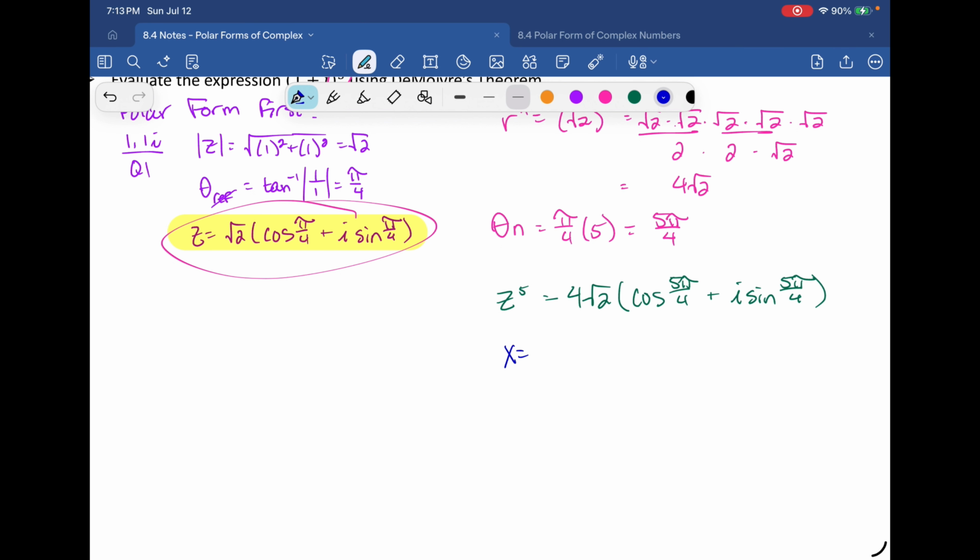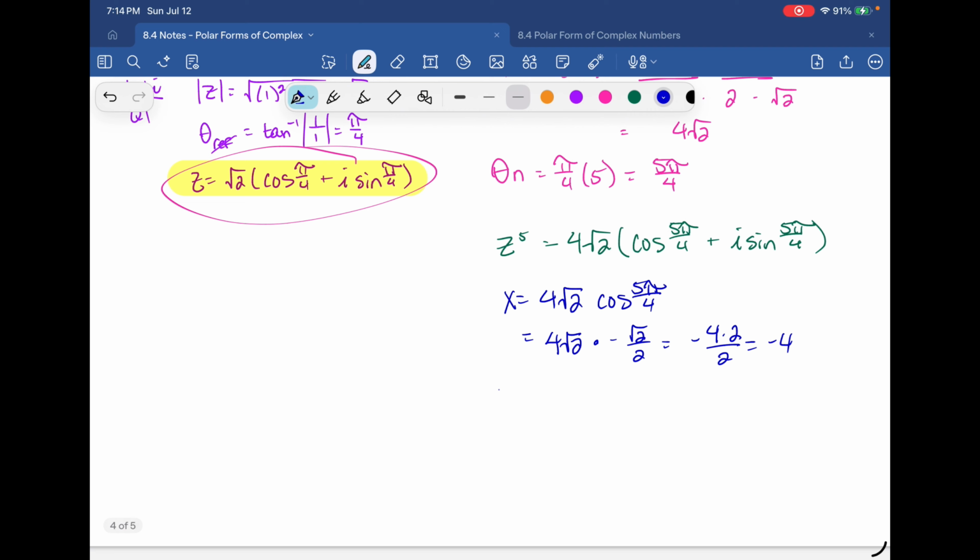So x equals radius cosine theta. Cosine 5 pi over 4 is negative root 2 over 2. So that is going to be negative 4 times 2 over 2, so it's negative 4. y is 4 root 2 sine 5 pi over 4. Also negative root 2 over 2.